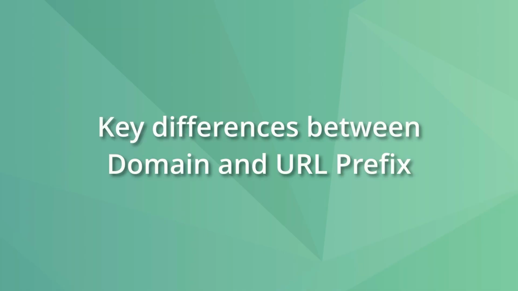The key differences between domain and URL prefix properties lie in 4 pillars. The first is coverage. The domain property covers all URLs linked to your domain, including subdomains like www and the blog subdomain. Meanwhile, the URL prefix properties only cover one specific part of the site that was selected during the setup.